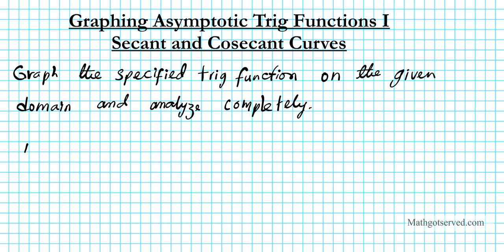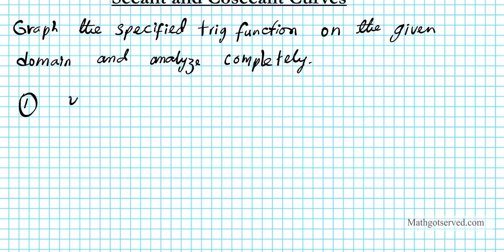All right, so for question number 1, we're going to be graphing y equals secant x on the domain 0 to 2 pi. Okay? All right, so whenever we're graphing asymptotic trig functions, the first question we ask ourselves is where are the asymptotes? Okay, so where are the asymptotes for the secant function?